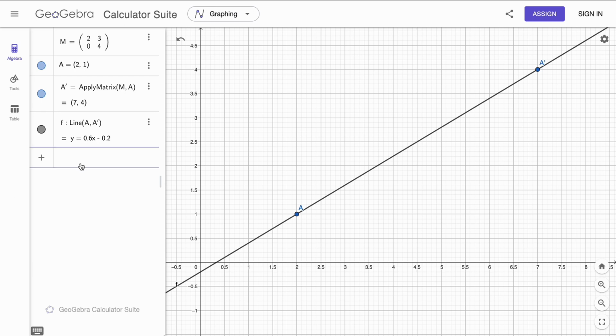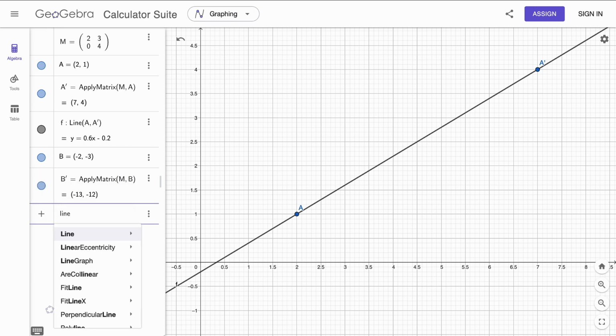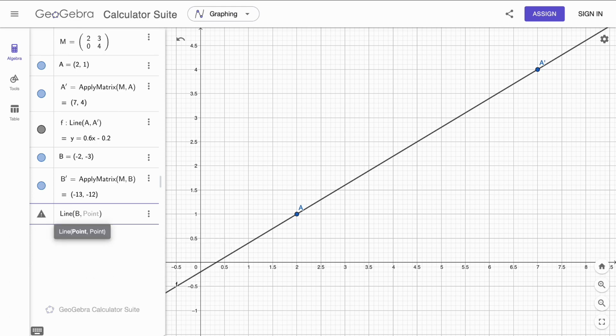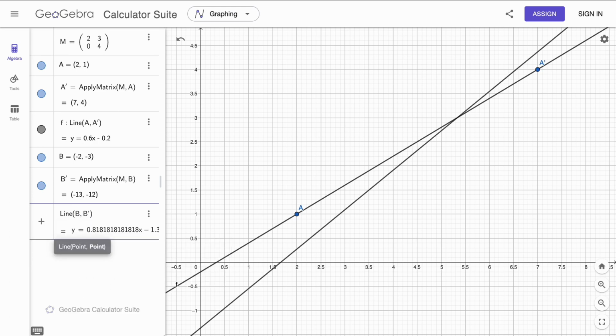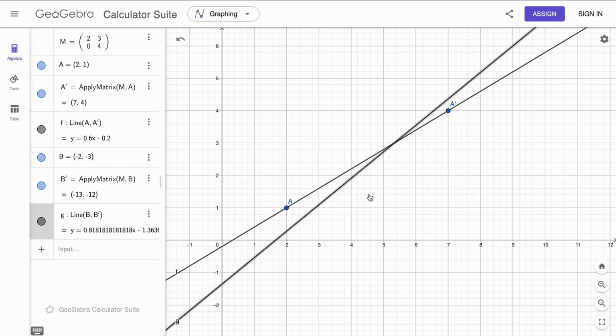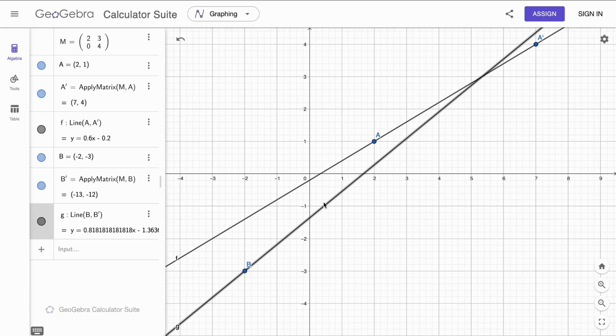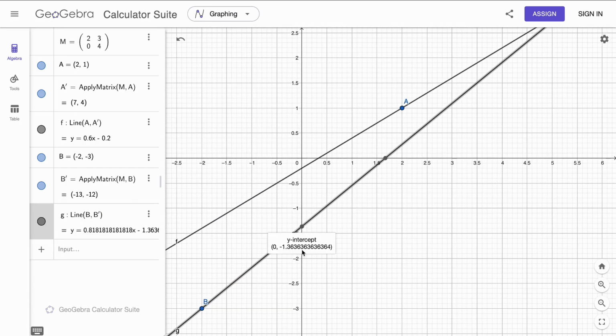Okay, let's choose another point, right? Let's choose, for example, negative 2, negative 3. That's the point B. Let's apply the matrix once again. We're going to apply M to B. And we end up getting negative 13 and negative 12. And I want to draw a line between B and B with an apostrophe. And I end up getting this line right here. But again, look, this line goes through this point right here in the y-intercept.